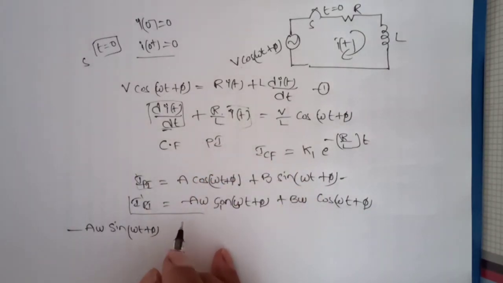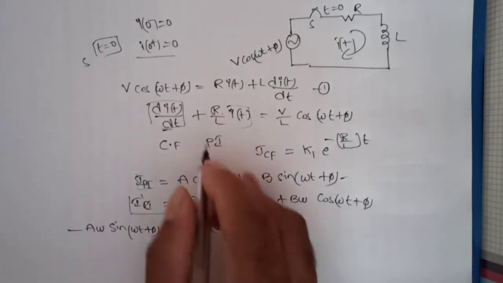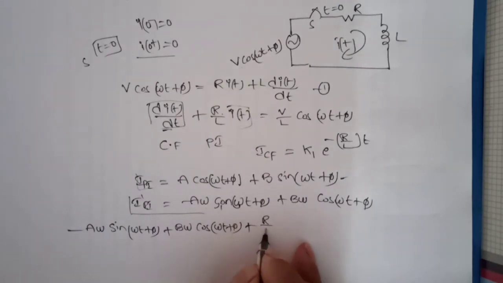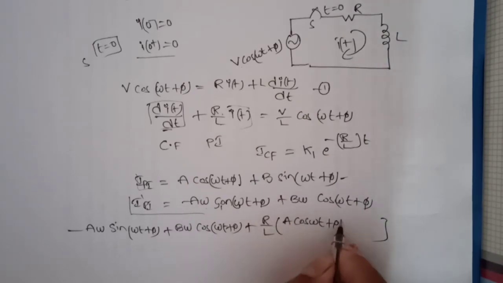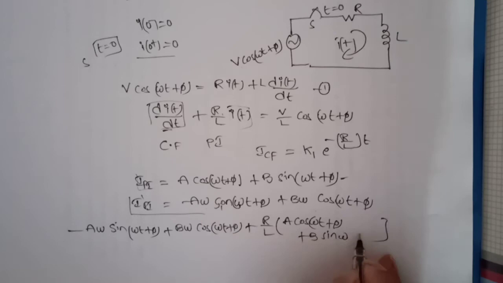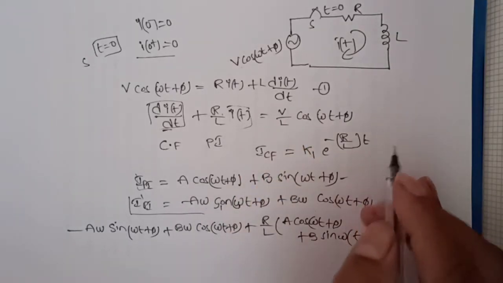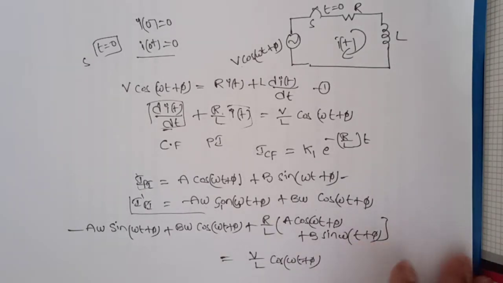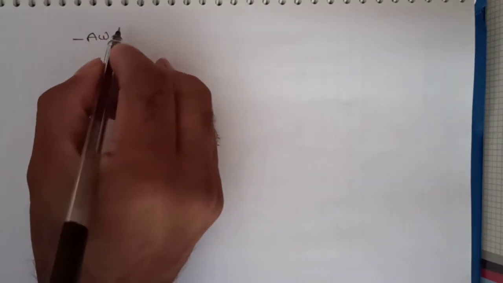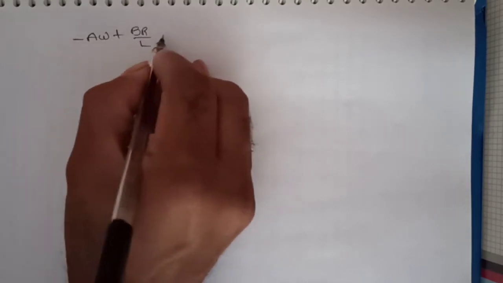So minus A omega sin(omega t plus phi) plus B omega cos(omega t plus phi) is the first term, plus R by L into the same particular integral solution, A cos(omega t plus phi) plus B sin(omega t plus phi), is equal to V by L into cos(omega t plus phi). Now we have to rearrange this equation and compare the sine terms and cosine terms, by that we will get the solutions. After comparing sine terms and cosine terms, we get minus A omega plus B into R by L is equal to 0.